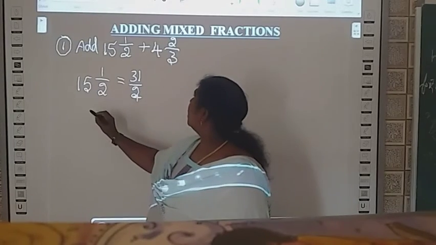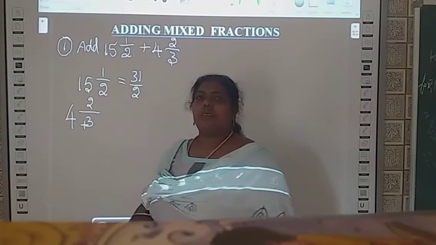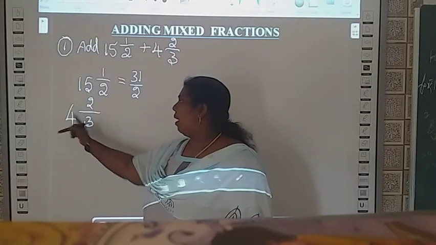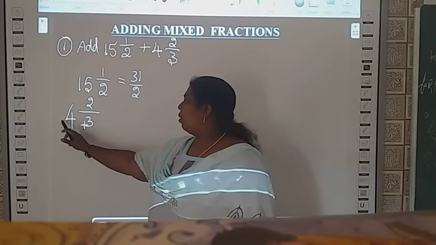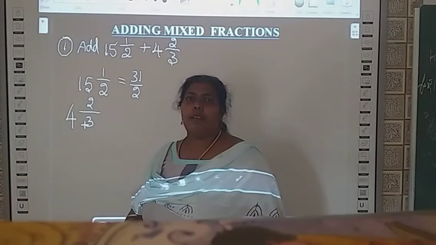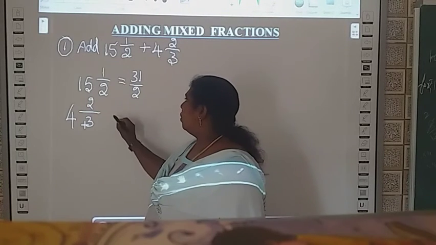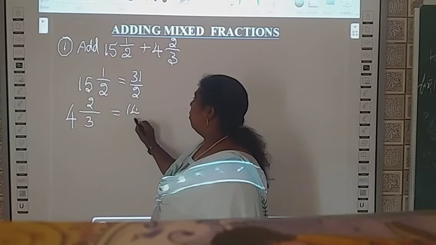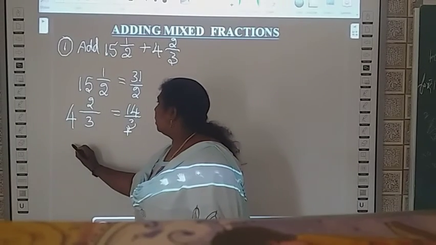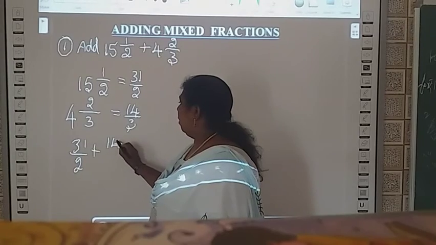Okay. Then the second fraction is 4 2 by 3. Here we have to multiply which two numbers? Whole number and the denominator value. Okay. 4 times 3 is 12. 12 plus the numerator value, 12 plus 2, 12, 13, 14. Isn't it? 14 by 3. Now you have to add these two fractions. 31 by 2 plus 14 by 3.